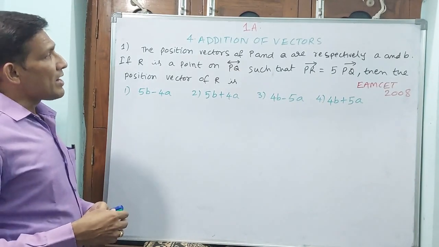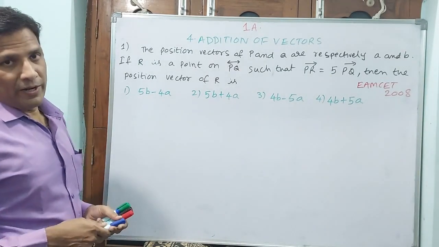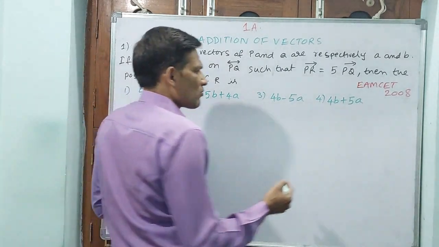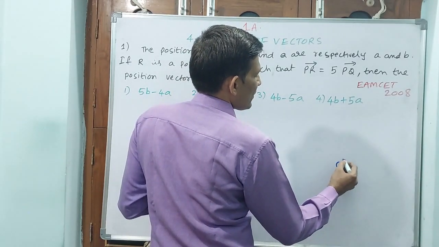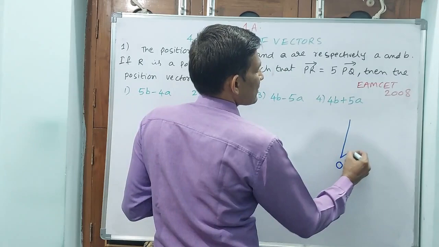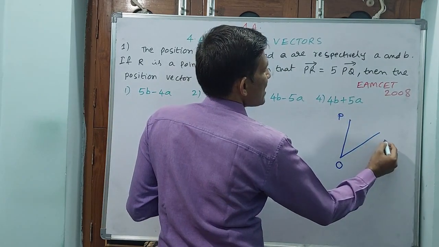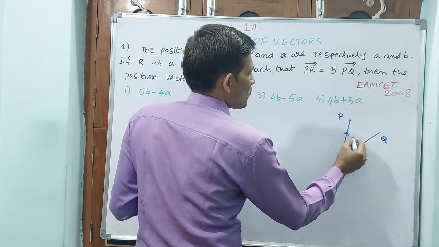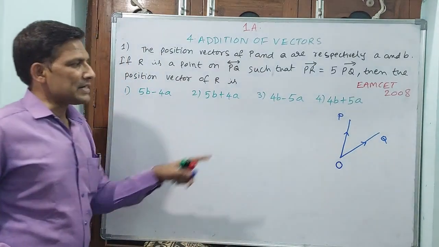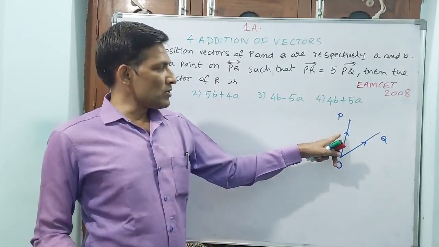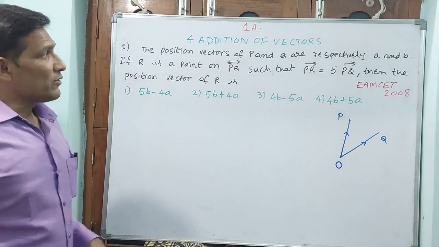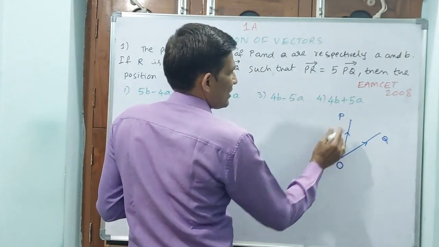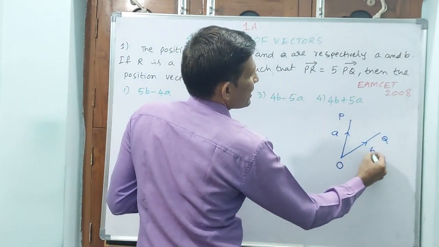Okay, now I am drawing the figure. First you observe this figure carefully. See, the position vectors of P and Q. Position vector means you want some reference to take. Let me take reference as O. And you see here, these are the position vectors normally. Okay, see, P is there, Q is there. Normally from O to P, O to Q only we are showing the direction. Why? Because we are dealing with vectors, we have to show direction also, magnitude also. But if you observe carefully, the position vectors of P and Q are respectively A and B. That means, see, P is A, Q is B.